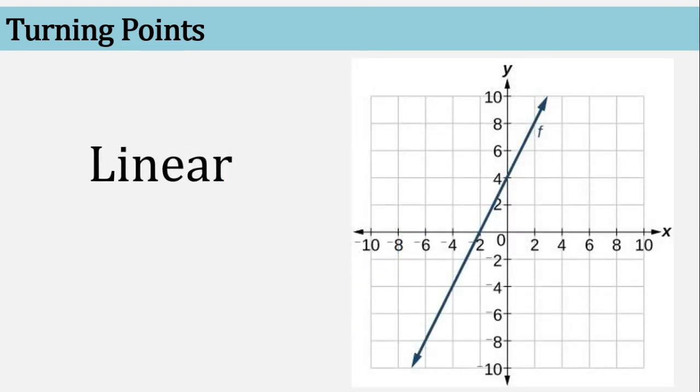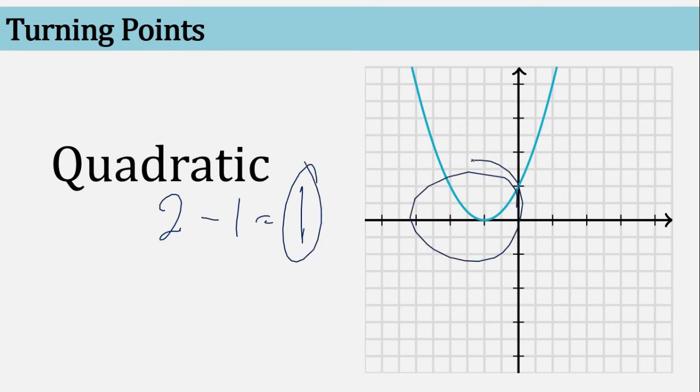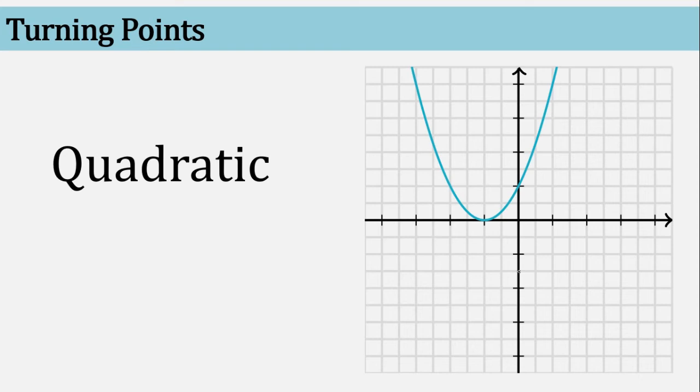For linear, we know that a linear function has a degree of 1. So 1 minus 1 is 0. Therefore, there is no turning point for a linear function. That's why it is a straight line. A quadratic function or equation is in second degree. So 2 as the degree of the polynomial minus 1 is equal to 1. Therefore it only has one turning point. So its graph is a parabola like this or like this.